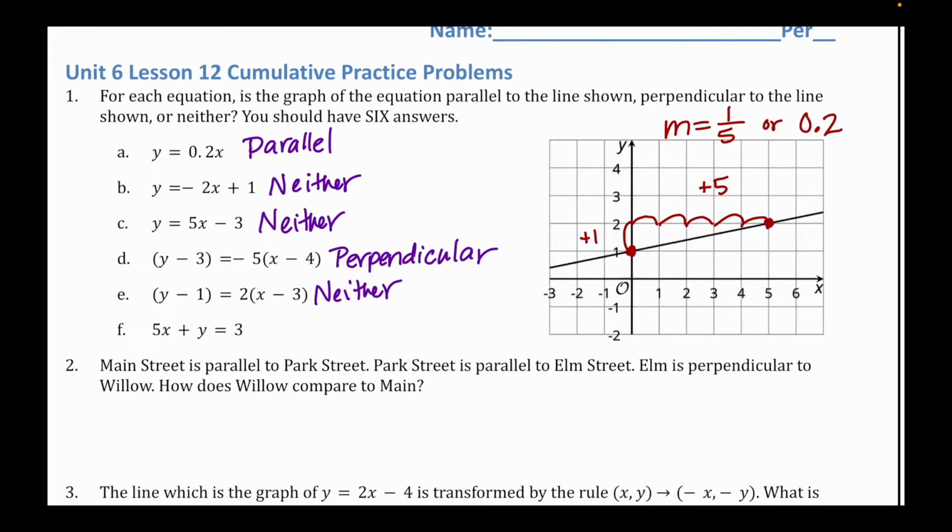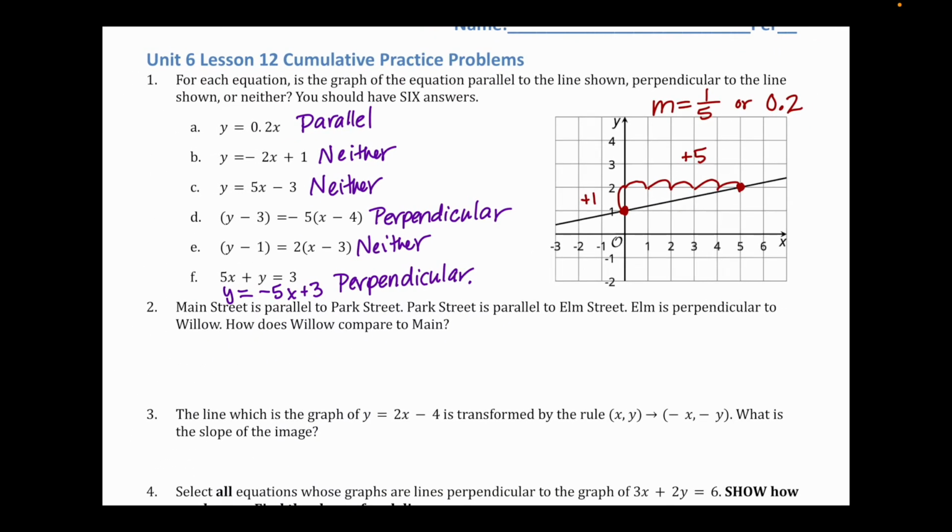And then for our very last one, we would put this into slope-intercept form. So we would subtract 5x from both sides. And in slope-intercept form, it would be y is equal to -5x plus 3. So this one, because it's -5, is also going to be perpendicular. So there's that. That's going to bring us to question 2.